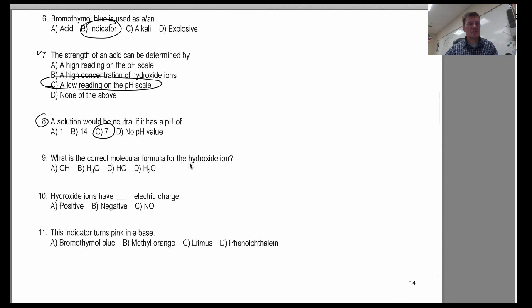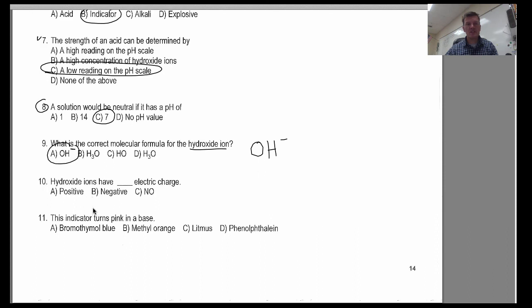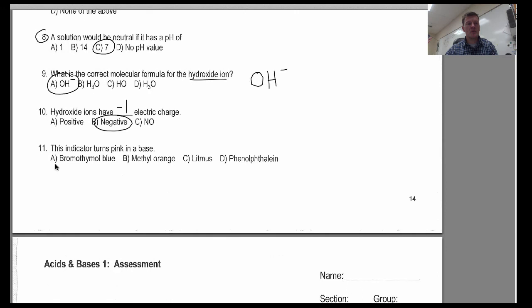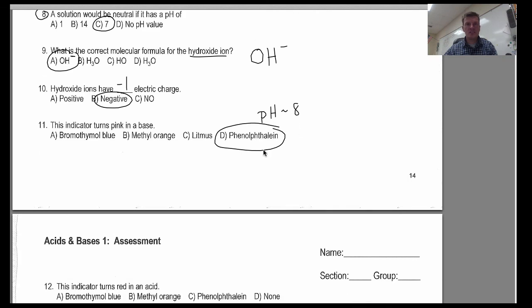And hydroxide ion is OH negative. There should actually be a little negative there too. Hydroxide ions have a negative charge, a -1 charge. Okay? This indicator turns pink in a base, and that is phenolphthalein. Phenolphthalein turned pink when the pH was around maybe 8. Okay, around 7 or 8.